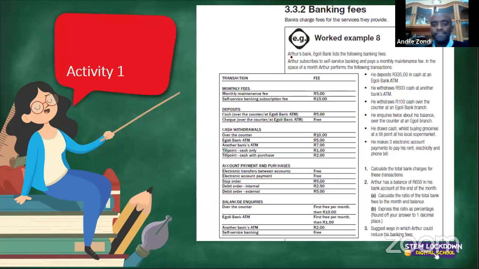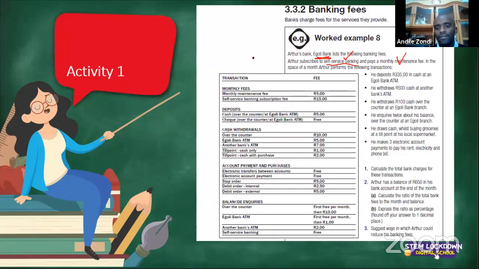That says Arthur's Bank, Egoli Bank. This is the name of the bank, for the card holder. List the following bank fees. Arthur subscribes to self-service, so these are keywords because they appear on this table. And he pays a monthly maintenance fee, so he pays both those fees. Monthly, can't avoid that. He has subscribed to self-service banking.